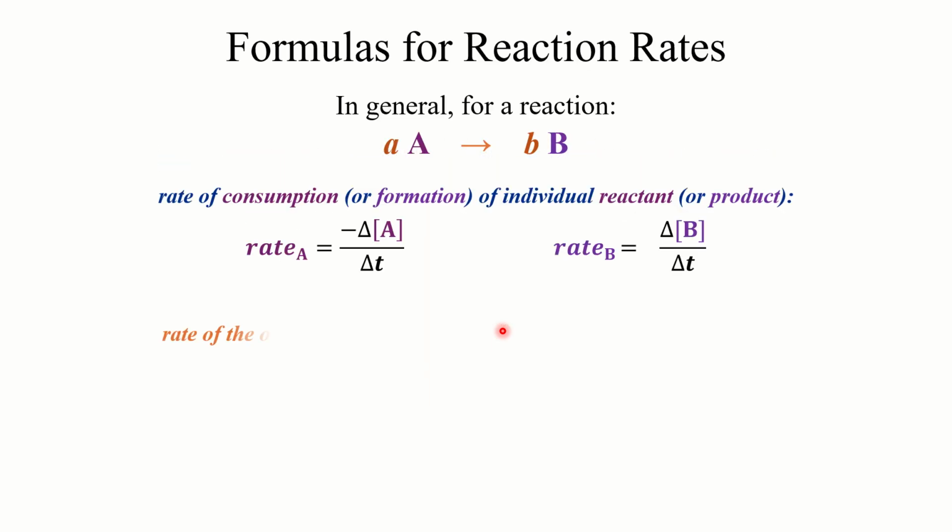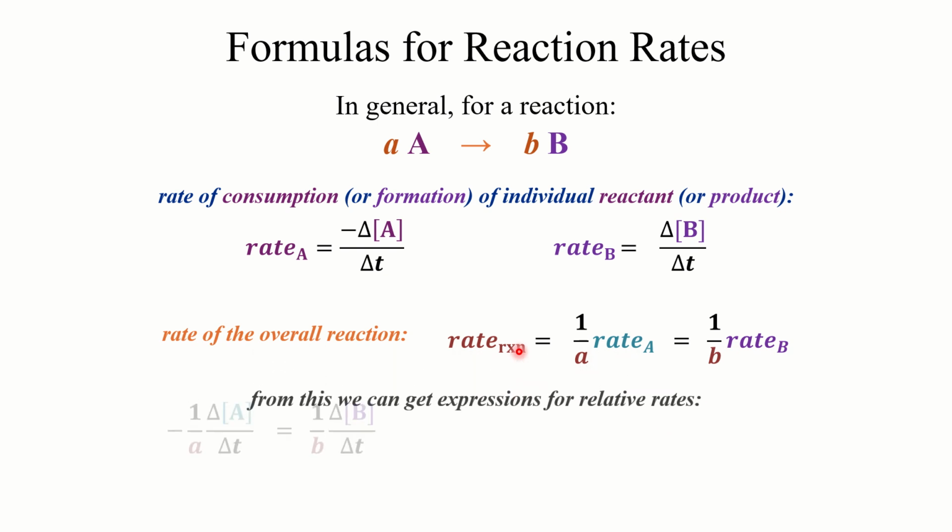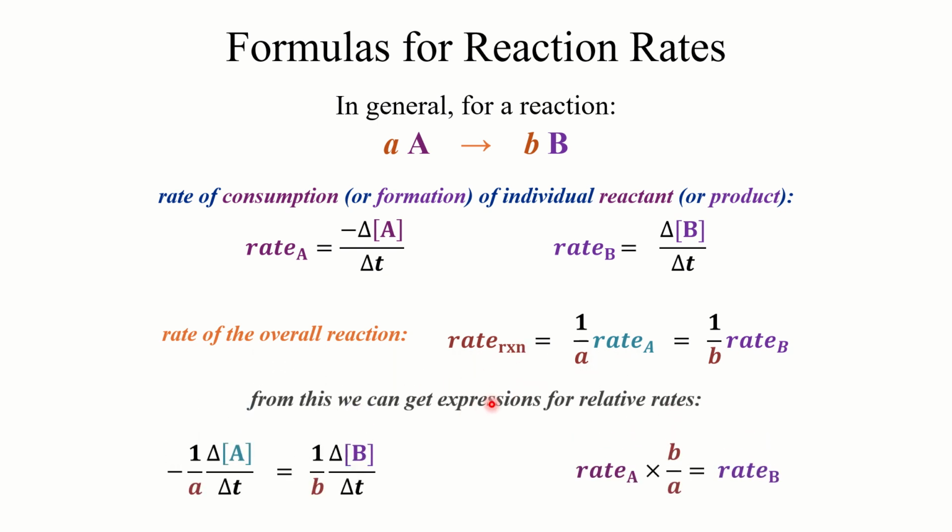So now if I go back to this slide here, rate reaction equals 1 over a times rate A. Suppose that the reactant A had a coefficient of 1. This would then give you 1 over 1, meaning that the rate of reaction would be equal to the rate of consumption of A. Or if B had a coefficient of 1, then this would be 1 over 1, and we could say that rate reaction equals rate B. From this, we can get expressions for relative rates.